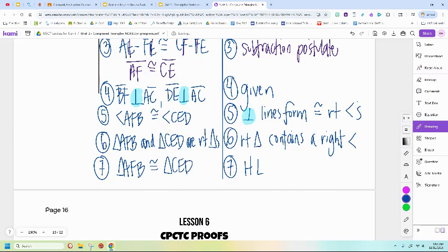All right, so pause and reflect and check. Do I understand the subtraction postulate? Do I understand the addition postulate? Am I ready to add that into my 3x5 cards to make sure I can add those into my proofs?